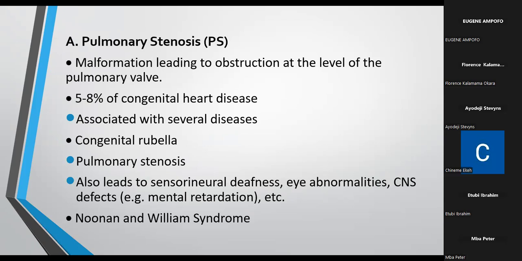So I'll be taking pulmonary stenosis, which is a malformation leading to obstruction at the level of the pulmonary valve, and it forms about 5 to 8% of the congenital defects.